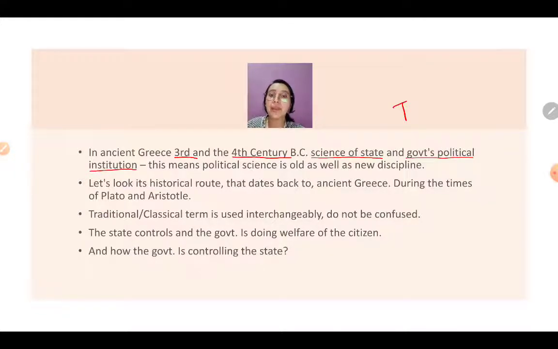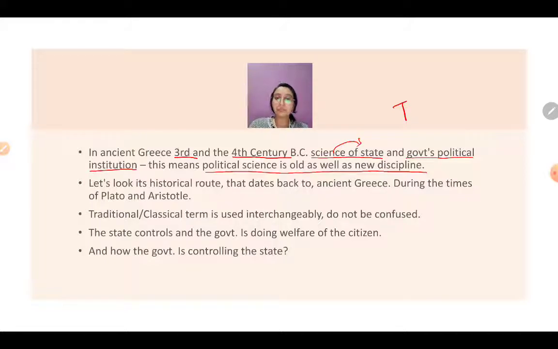It means that political science is an old as well as new discipline, where it is a science of the state. Like in science, there are so many experimentations and observations done, and only then do we get a result in the scientific approach. In the same way, in a state also we need planning, implementation, and observing certain things, and only then will the state run in a smooth manner.